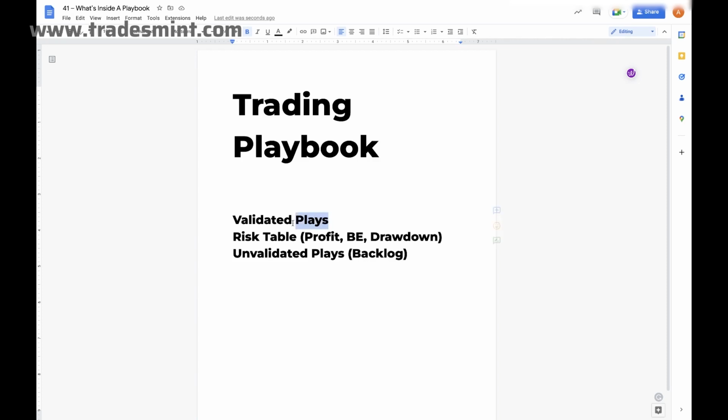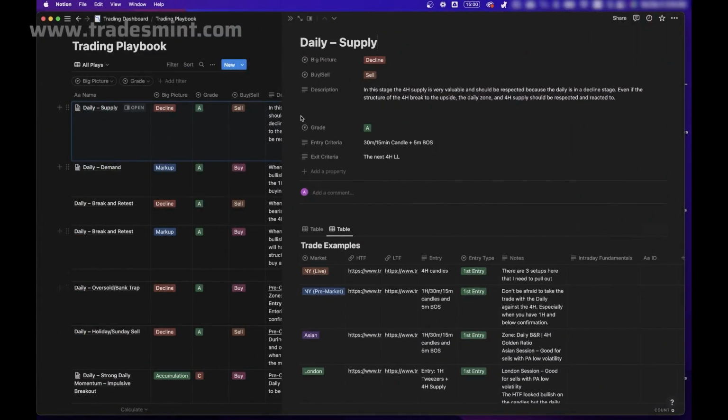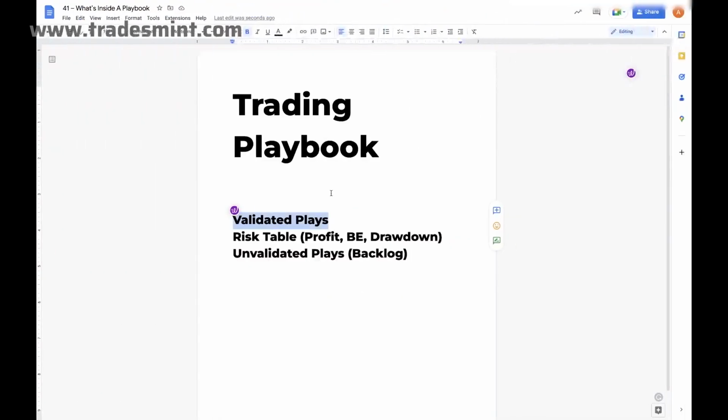So today what we're going to talk about is what's inside of the validated plays. Okay. I'm going to basically build out what I have here, but I'm going to do it in a Word document. So now we're going to talk about the validated plays.